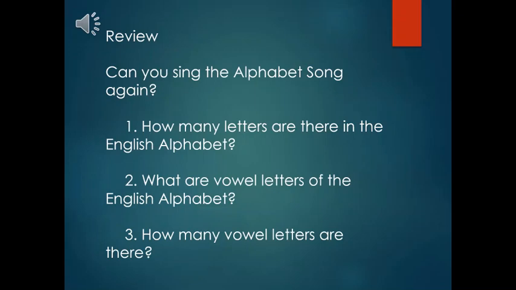Okay. How many letters are there in the English alphabet based on the song? Yes, very good. There are 26 letters. Now number 2. What are the vowel letters of the English alphabet? Very good. The vowel letters are A, E, I, O, and U. Now, how many vowel letters are there? Very good. There are 5 vowel letters.